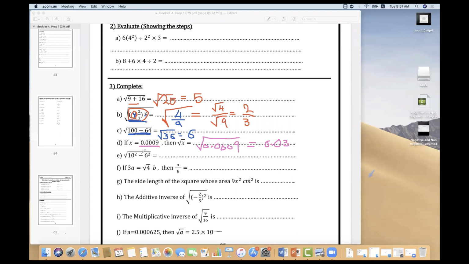But maybe 10 power 2 minus 6 power 2, I can solve it. Can I solve it? Yes, you can. Yes, okay. Start to do it, please.